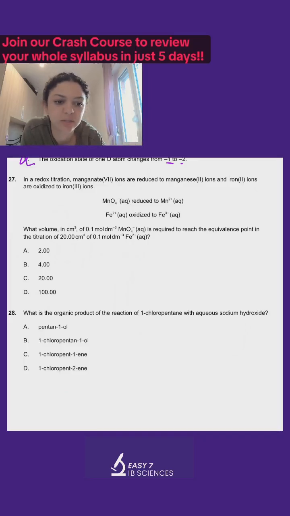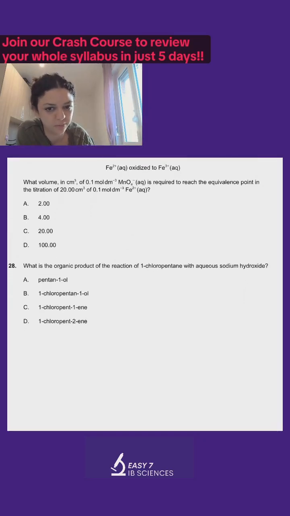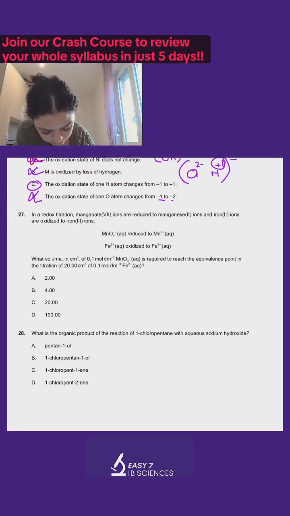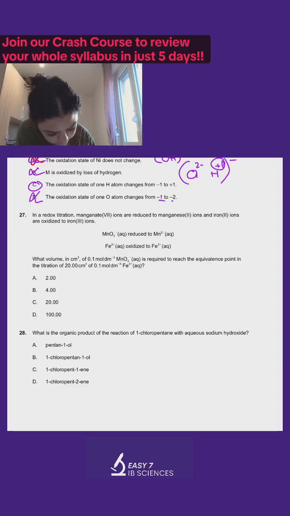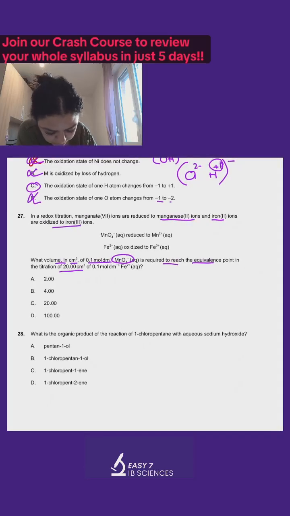Is this HL? It's SL. Okay, good. A lot of people are saying yes, so I'm gonna move on. It says in a redox titration, manganate ions are reduced to manganese ions, and iron ions are oxidized to iron 3 plus ions. What volume in centimeter cubed of 0.1 molar manganate is required to reach the equivalence point in the titration of 20 centimeter cubed of 0.1 molar Fe2 plus? Wow. What a long-worded question.